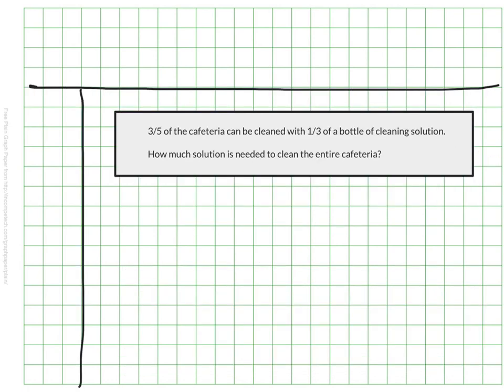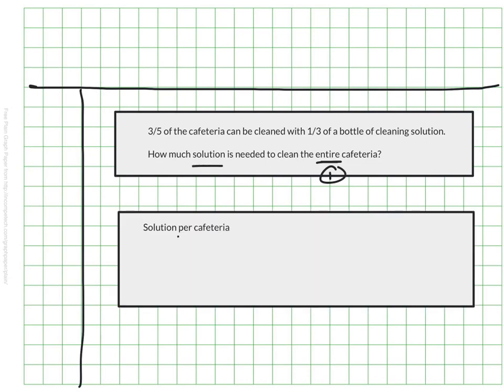So this is an example where it's not as friendly a set of numbers. So 3/5 of the cafeteria can be cleaned with 1/3 of a bottle of solution. We want to know how much is needed to clean the entire cafeteria. That's kind of a hidden way of saying one whole cafeteria or the unit rate. So we need to find the amount of solution per cafeteria. And that means, of course, that we can take the amount of solution and divide it by the amount of the cafeteria that has been cleaned, right? So we know that the solution is 1/3, and we want to divide it by the amount of the cafeteria that can be cleaned, right?